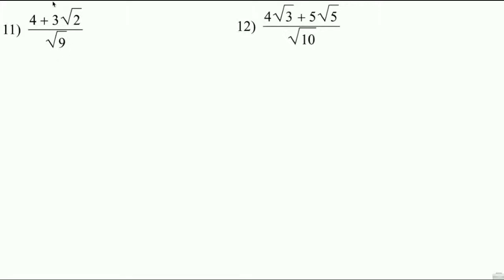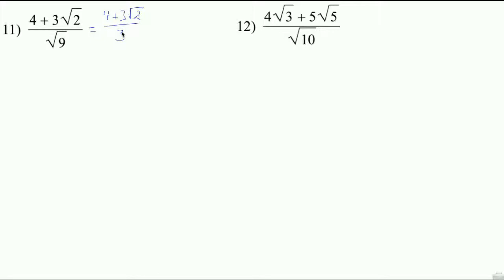Moving on to some ones where we actually have binomials in the numerator. Number 11 is going to be quick because we look for perfect squares, and the square root of 9 is simply 3. In the numerator, we can't simplify anything up there right now. So we have 4 plus 3 root 2 over 3. And that's going to be our answer. There's no square root in the denominator, so that's good. We can't simplify this 3 with anything.